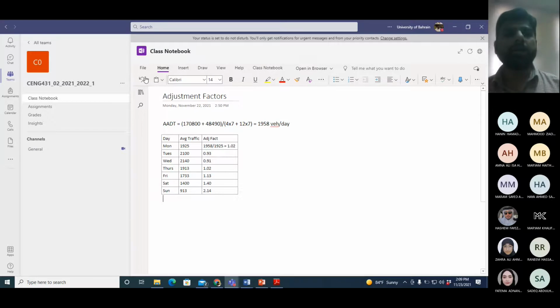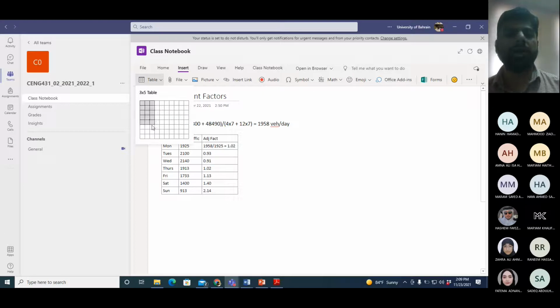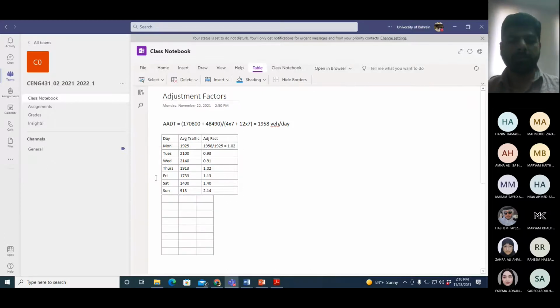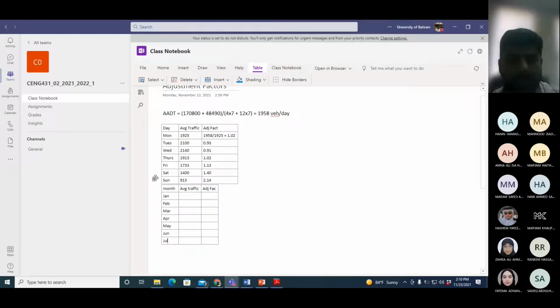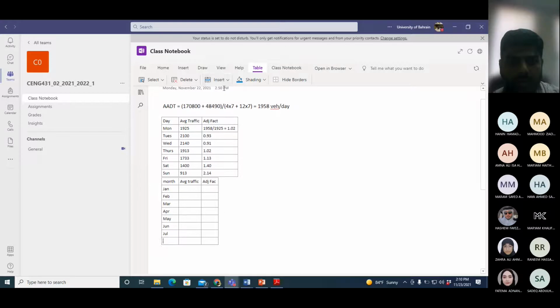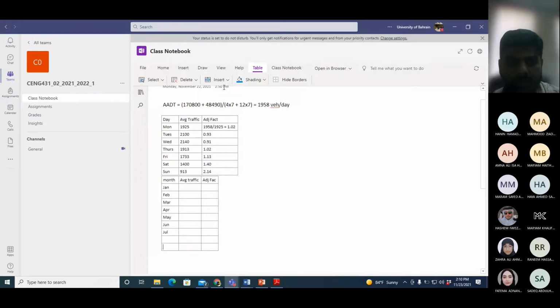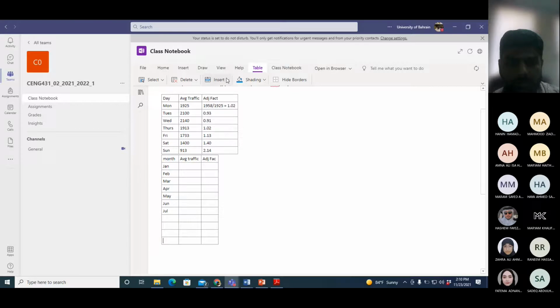Okay, no problem. Now let us move to the calculation of the factors for each month of the year. I will still make the 3 columns: month, average traffic, and adjustment factor. Okay, January, February, August, September, October, November.